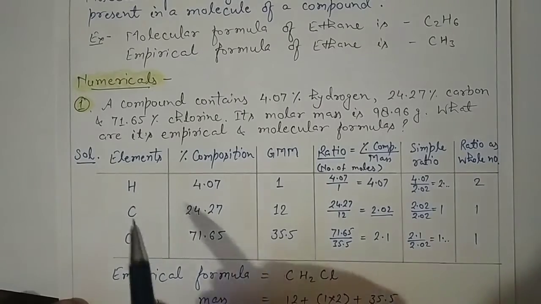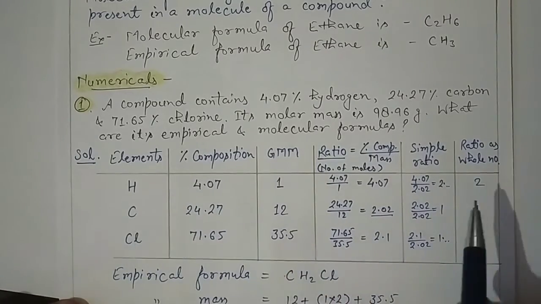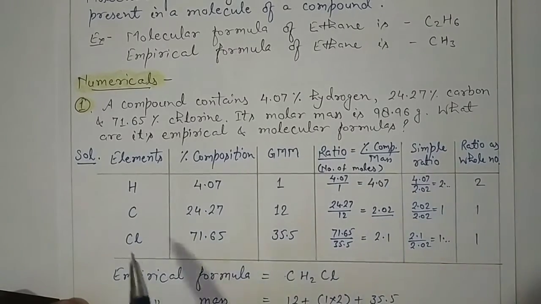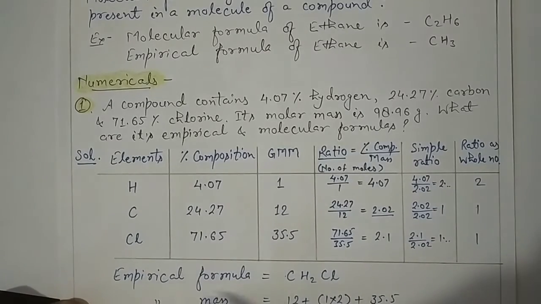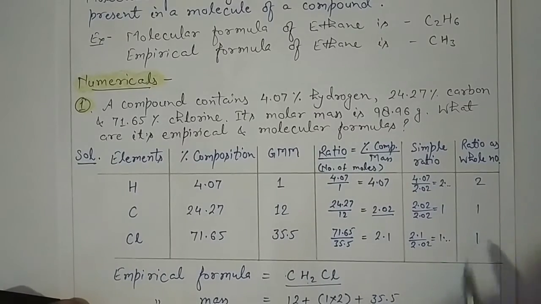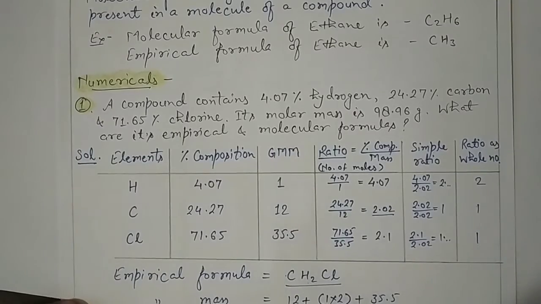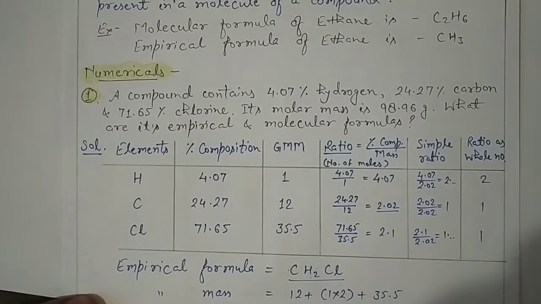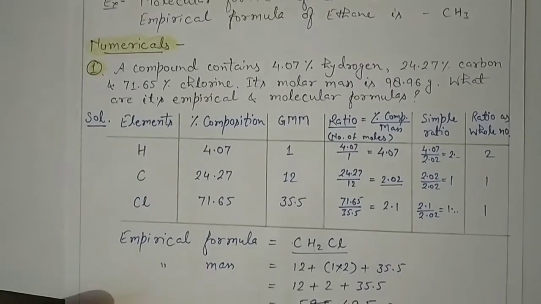Empirical formula becomes all the elements with the respective whole number ratios from this column. So carbon is 1, hydrogen is 2 and chlorine is 1. Generally in hydrocarbons we write carbon first and then hydrogen, that is why I have written in the same way. So carbon 1, hydrogen 2 and chlorine 1. Now we calculate the empirical formula mass: carbon has atomic mass 12, plus hydrogen is 1 into 2, and chlorine is 35.5. When we calculate this value, it will become 49.5 gram.